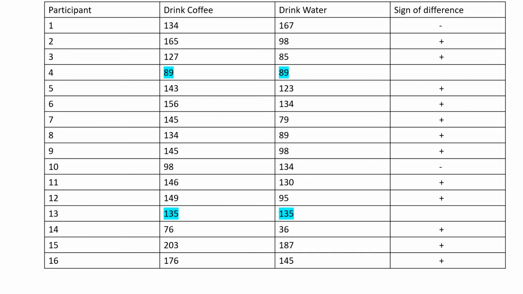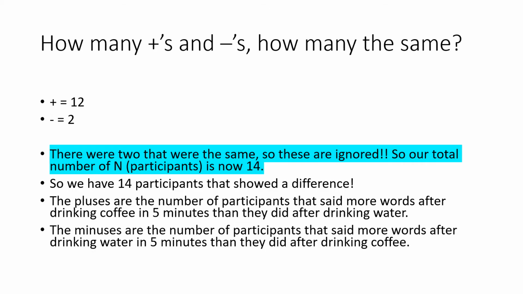Now in the sign test, if you get a participant that scores the same in both of the conditions, you have to ignore them. So this changes our N number, and now our N number is the number of participants that show a difference. So our N number now is 14 because we have to exclude those two participants. So let's have a look at this now. How many participants do we have that were pluses and how many were minuses and how many scored the same?